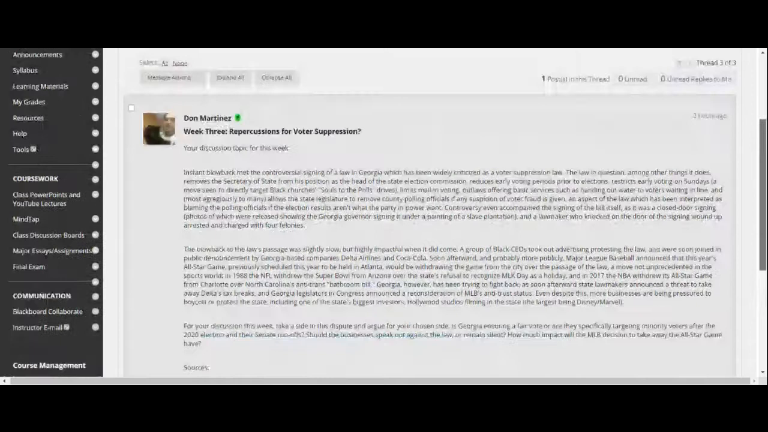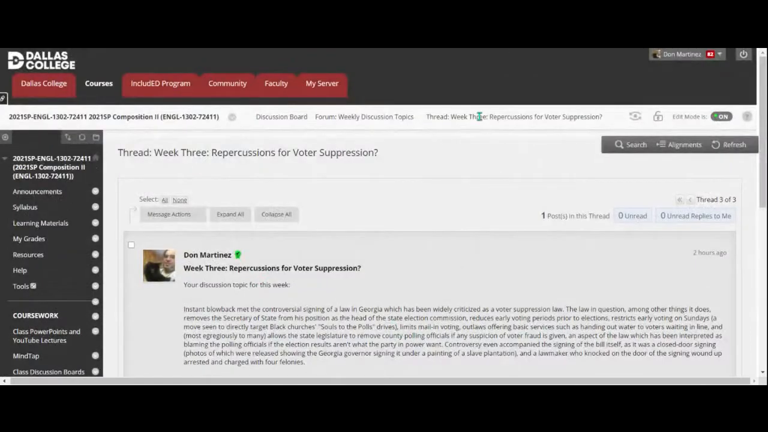So again, three paragraphs at least to take a side in that debate and discuss why you take that side and why your side is right.